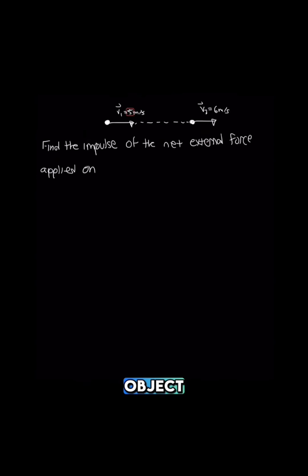Alright, so let's say given this situation here where we have a particle moving at an initial speed of 5 meters per second and a later speed of 6 meters per second, and the question asks you, find the impulse of the net external force applied on the object. To start, what is impulse?